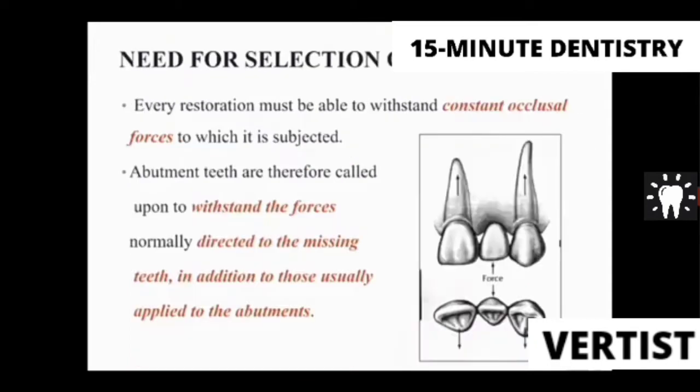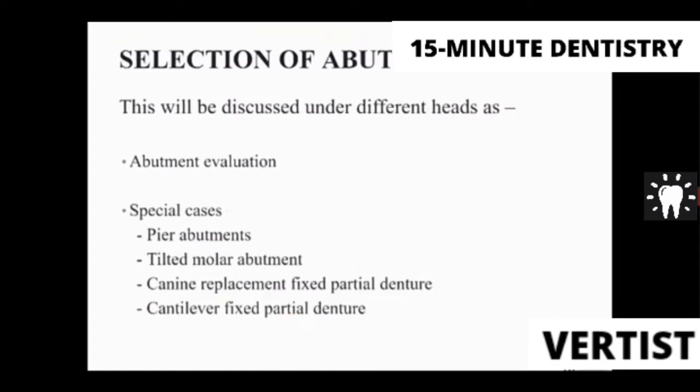Now, what is the importance? Why do we need to select an abutment? Every restoration, as you know, will be withstanding occlusal forces. And it is the abutment teeth which will be withstanding the forces which are normally directed to the missing teeth, in addition to those being applied to the abutments. Therefore, the selection of abutment teeth is important. So this will be discussed under the following headings.